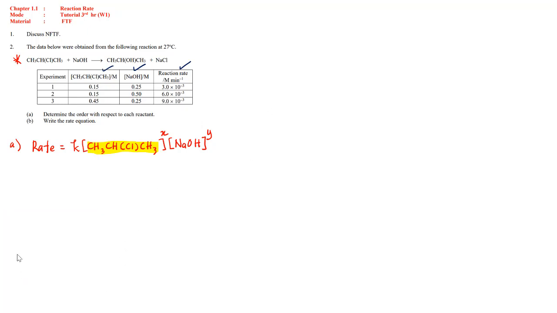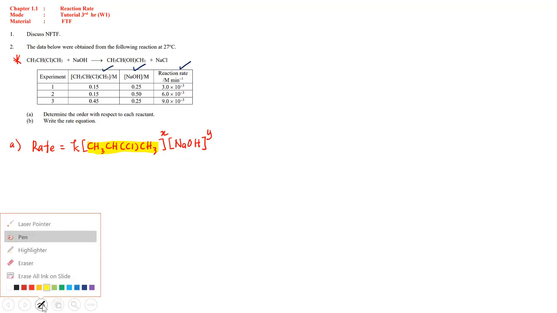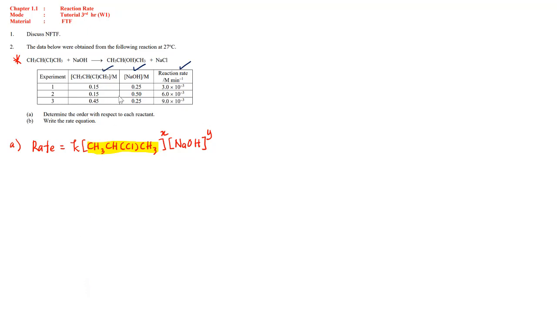So how do we do it? We look at the data above. We have to find, from any experiments, we have to compare the rate where the concentration of sodium hydroxide is the same, so that we can cancel out. If you look here, the same sodium hydroxide concentration that we can cancel out is in experiment 1 and experiment 3. So we will compare the rate of experiment 3 to the rate of experiment 1.